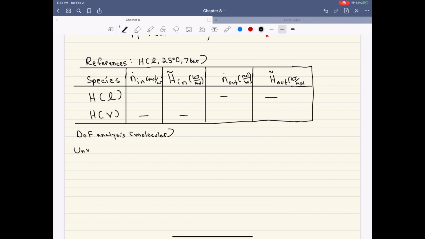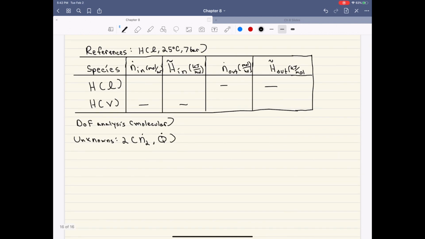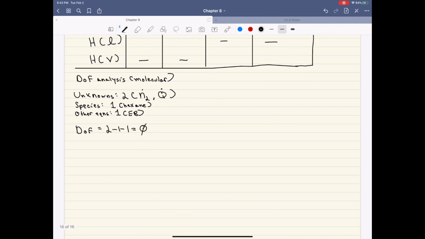Our number of unknowns is 2, and our unknowns include N2 and also the heat flow rate. The number of chemical species we have is just 1. We just have that hexane. Even though it's going to be in 2 phases, it's still the same chemical species. And as far as other equations we could use, we could always use our energy balance. So now our degrees of freedom is equal to 2 minus 1 minus 1, which is 0.